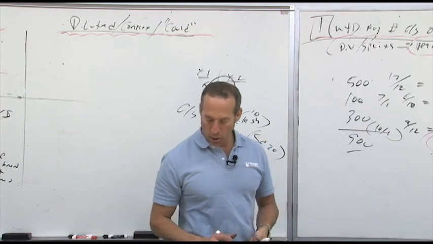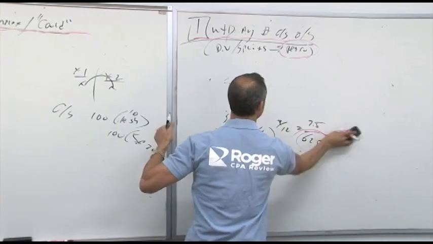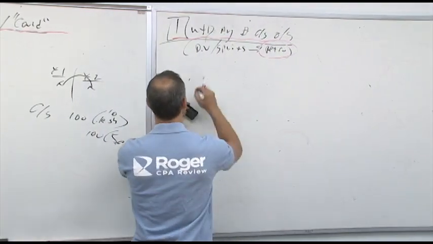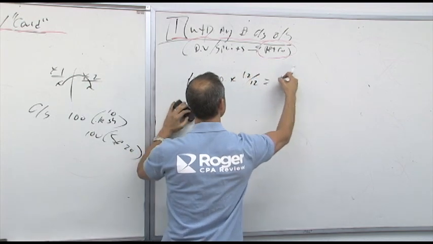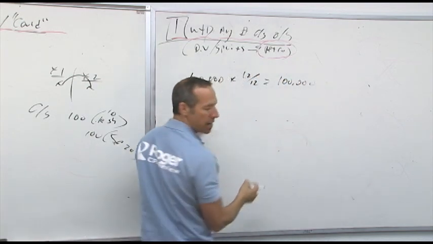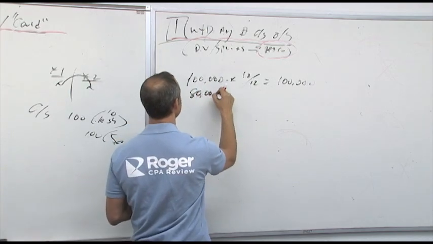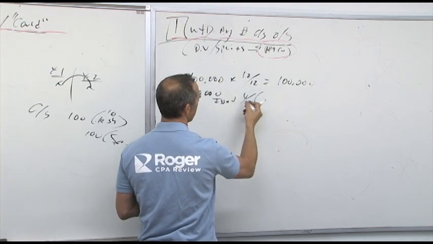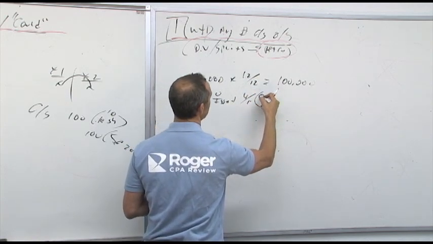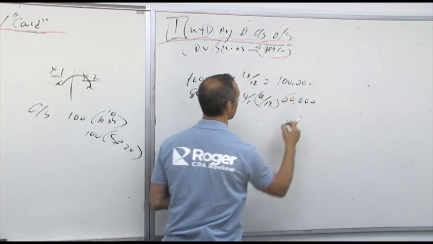Okay, so on 1/1, we had 100,000 shares outstanding. So let's do this again. January 1st, 100,000 shares times 12/12ths of the year is 100,000. Then on April 1st, 80,000 shares are issued. So that means they're outstanding for what? 9/12ths of the year, which is 3/4, which is 60.